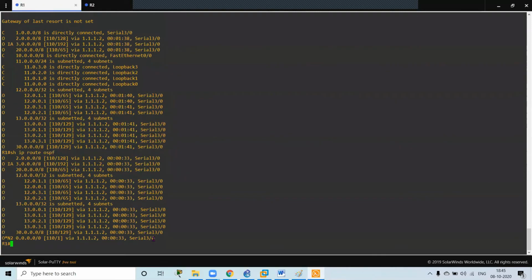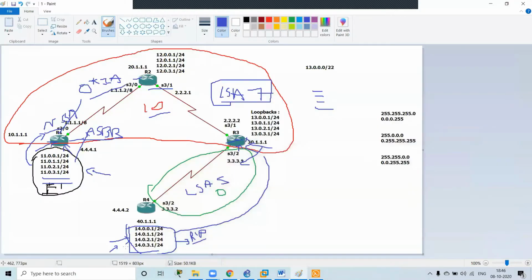You can see it over here also. O star N2 routes, these are my external routes. These are also my external routes. Is that the type 5 then? Is that an LSA type 5 for the external routes, or is that what you said earlier?